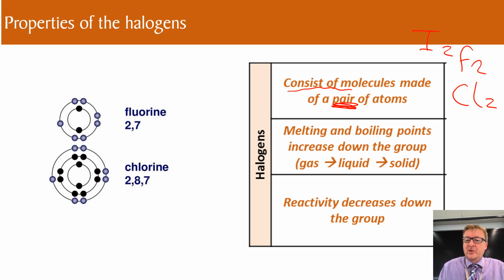Melting points and boiling points increase down the group. Fluorine is a gas. Chlorine is also a gas. Iodine is a solid and bromine is a liquid. So it goes fluorine gas, chlorine gas, bromine liquid, iodine solid. And also, as we talked about before, reactivity decreases down the group.